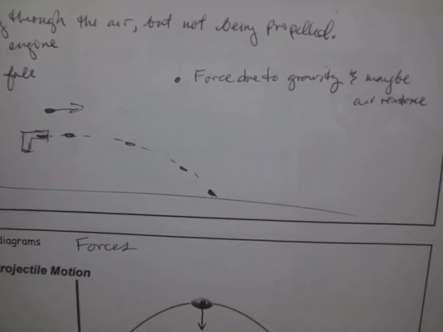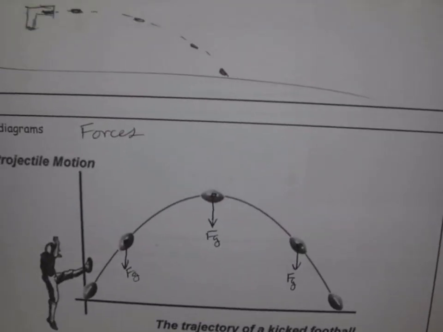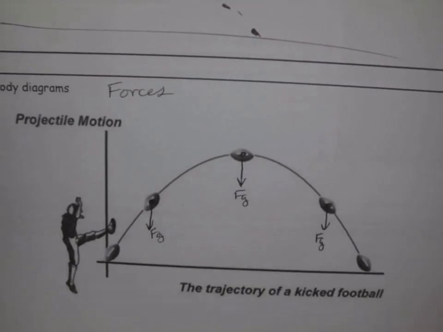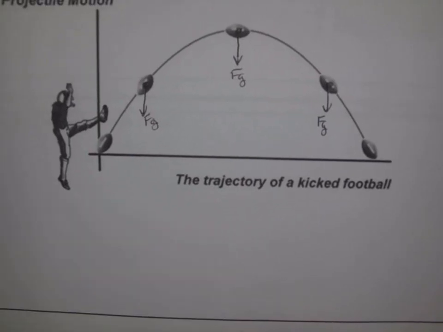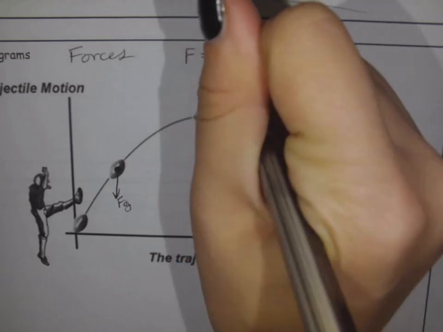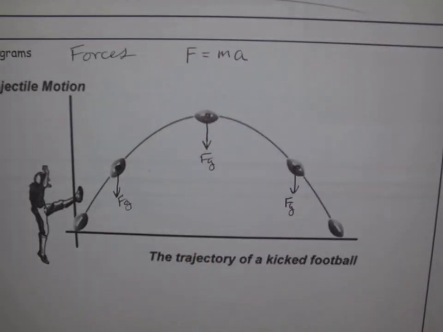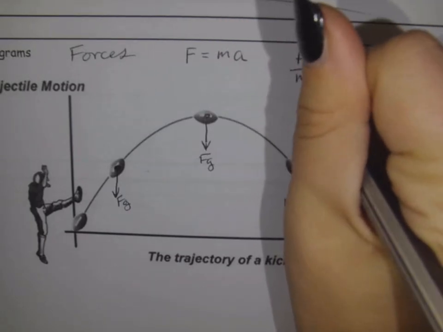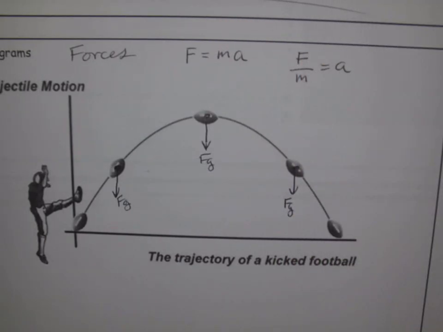So if I look at a free body diagram and I'm only seeing a force due to gravity and that's it, it's a projectile. It is flying through the air. Maybe it's falling towards the ground. It certainly is falling towards the ground either way, but that's projectile motion. Well, what do we know? We know Newton's second law: force is equal to mass times acceleration. And if we take force and divide it by mass, it will equal that acceleration.